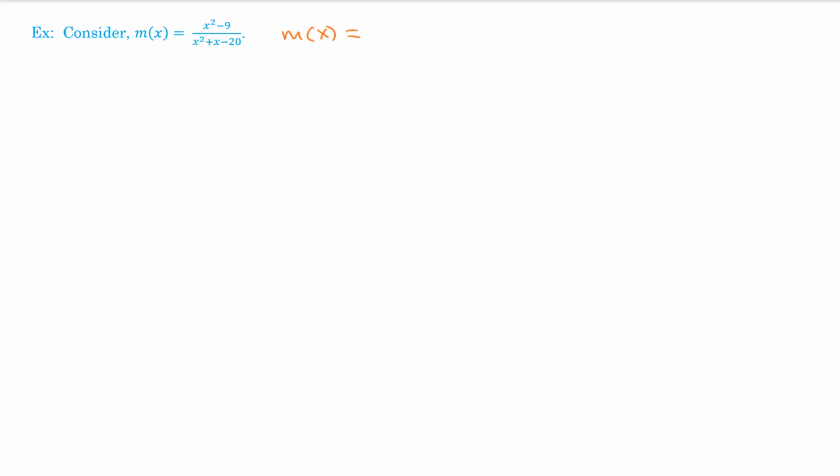This will factor, the numerator is a difference of two squares. This will factor into x plus 3 times x minus 3. The denominator will factor into x plus 5 and x minus 4. Okay, so there you go. That's the way this thing factors.